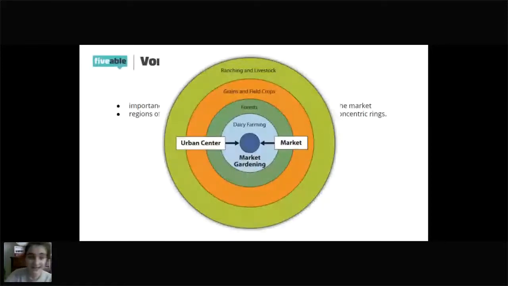Grains and field crops are pretty far because grains and crops can last for a long time, right? And their transportation is not really that costly. I mean, they're pretty heavy, but compared to forest and dairy farming, they're less expensive to transport.